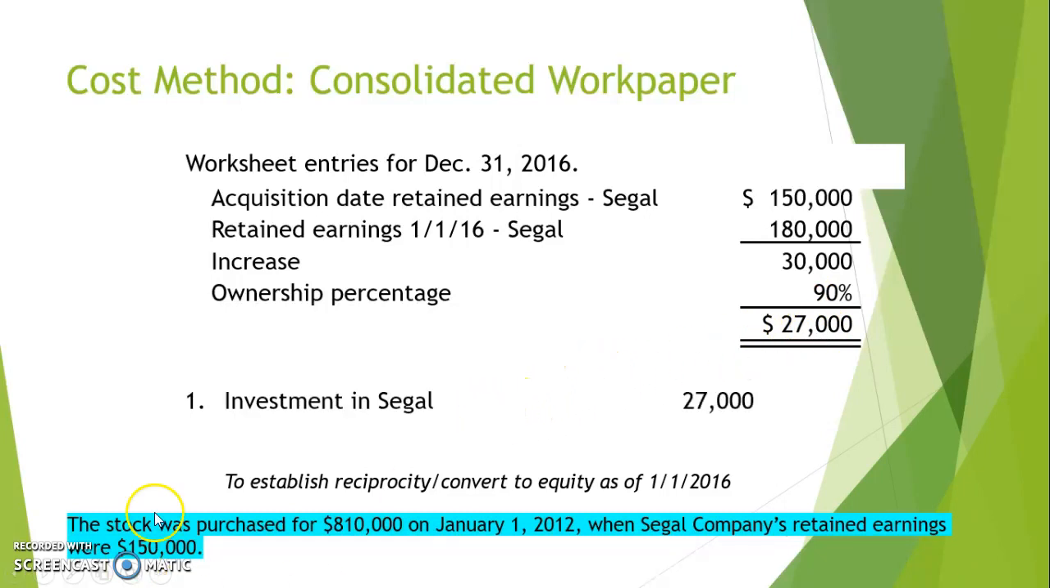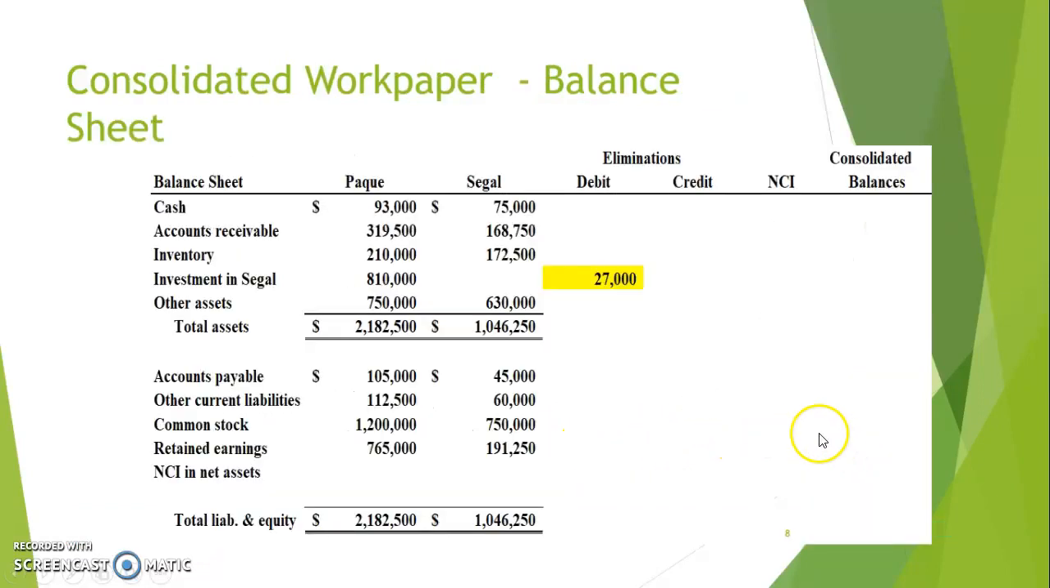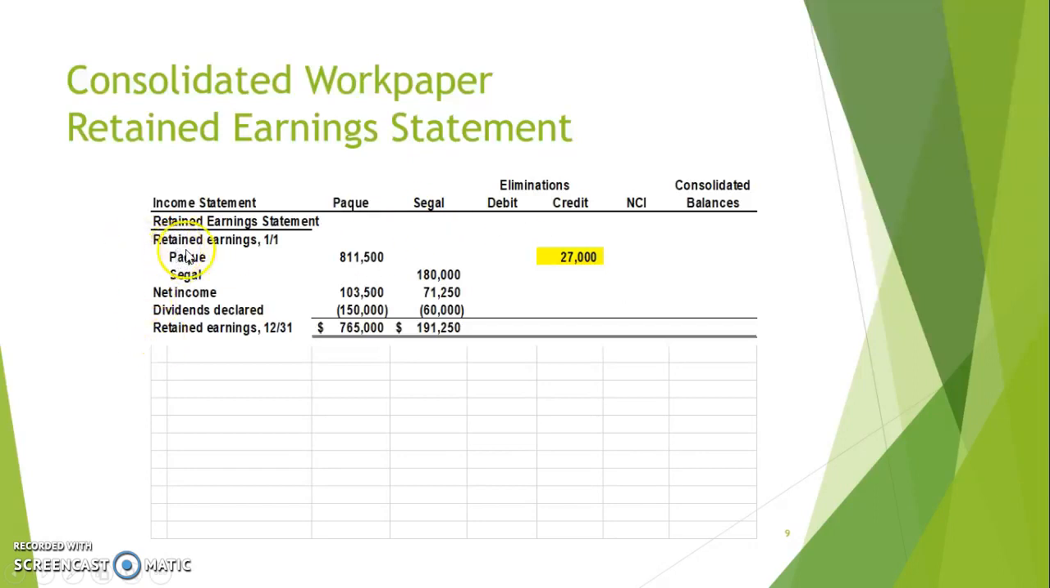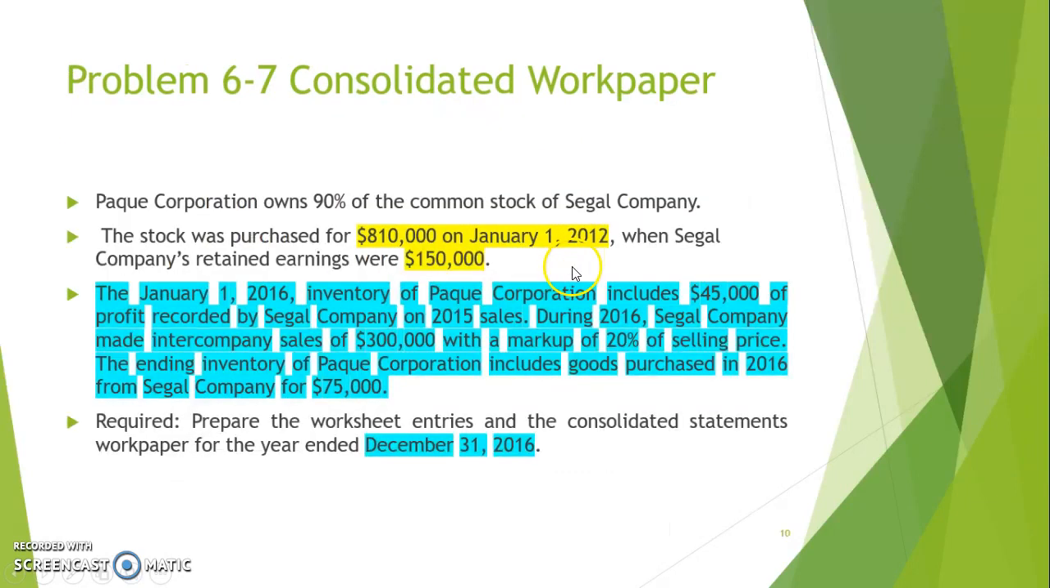So, to establish the reciprocity or to convert to equity at the beginning of January 2016, we would debit the investment account with $27,000 and credit the beginning retained earnings of the parent with $27,000. So on the worksheet, the investment in Seagull's account is debited $27,000, and the beginning retained earnings of the parent is credited with $27,000.